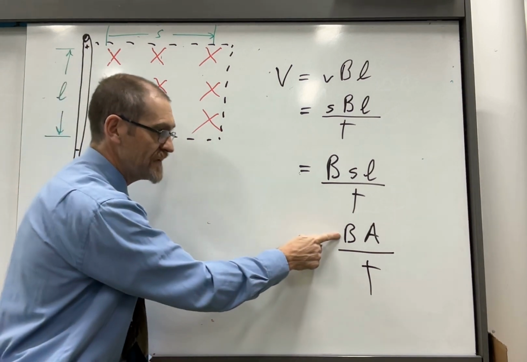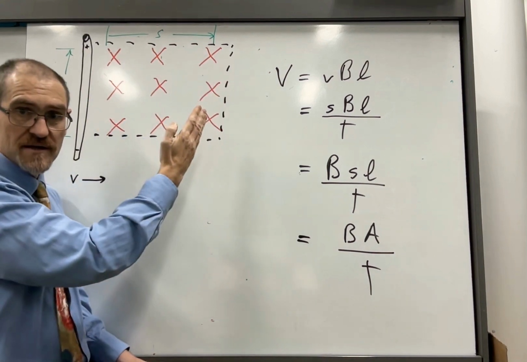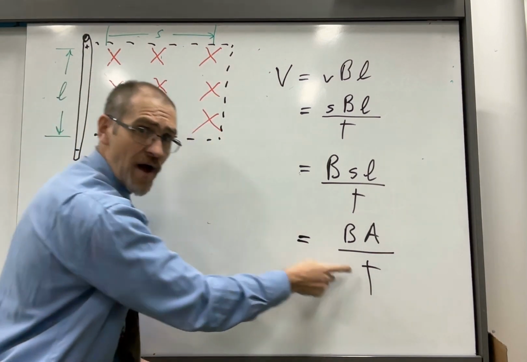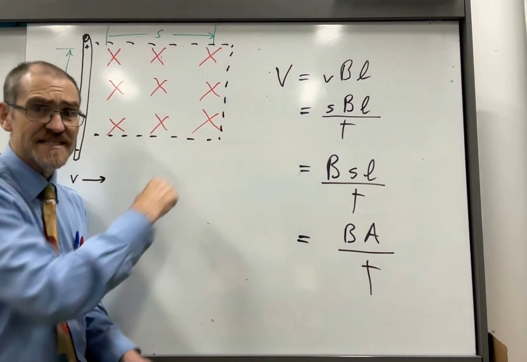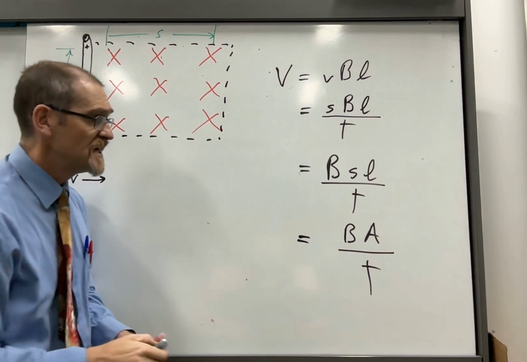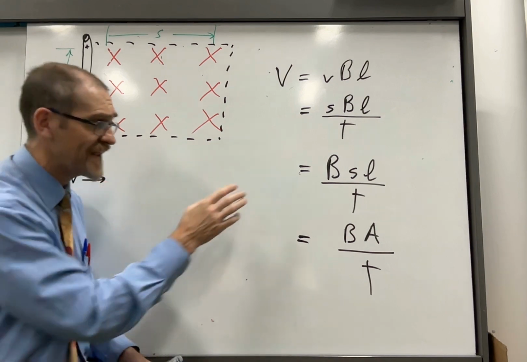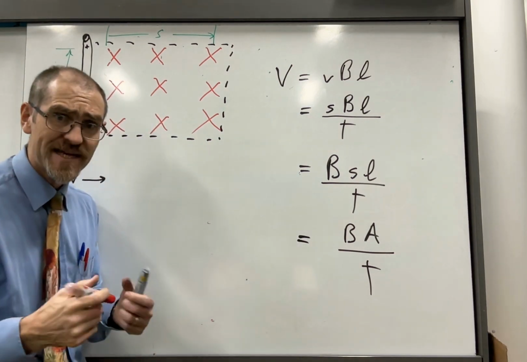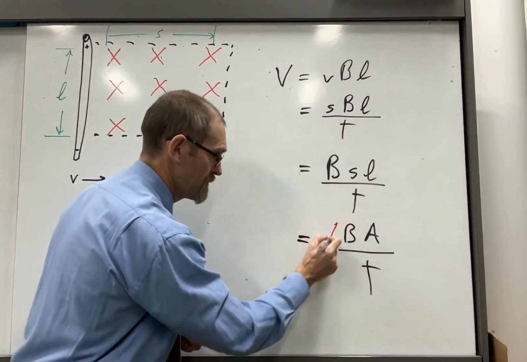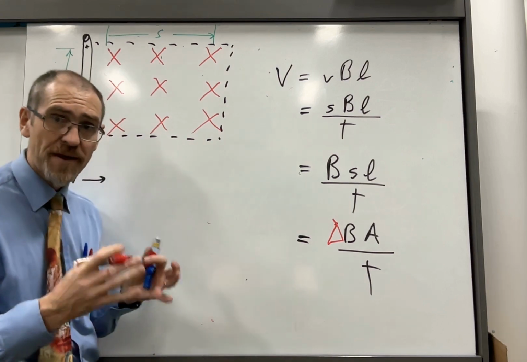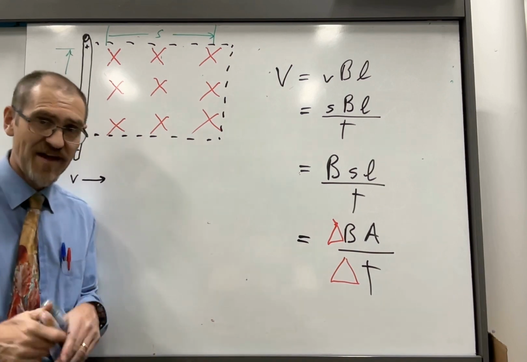We've got capital B for the magnetic field strength in Tesla. We've got the area of the actual field in meters squared, and the t is the time it took for the wire to move across. Now this is a dynamic process. Nothing is stationary, it's all moving. So it's not just B multiplied by area, it's the change experienced by the wire. So we're going to put in a capital delta here to remind us that this is not just BA, it's the change in BA experienced by the wire over the period of time that it took, the change in time. And this gives us Faraday's law.